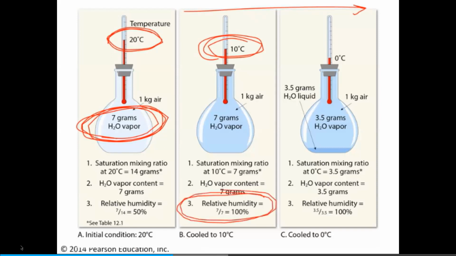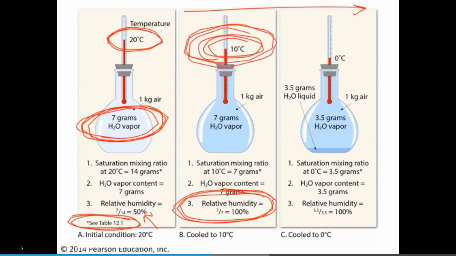In the first example, basically we've got 7 grams of water vapor content, but the saturation mixing ratio, which you can get from table 12.1 in your textbook, that was 14 grams. So 7 divided by 14 was 50%. So that air was only 50% saturated relative to water. But by the time we get it down to 10 degrees Celsius, we have a new mixing ratio, and that's 7 grams. So 7 divided by 7 gives you 100%. So that's the relative humidity there. If it gets any cooler than that, some of that water vapor is going to have to condense out of the air. And that, of course, is what we want to do next.